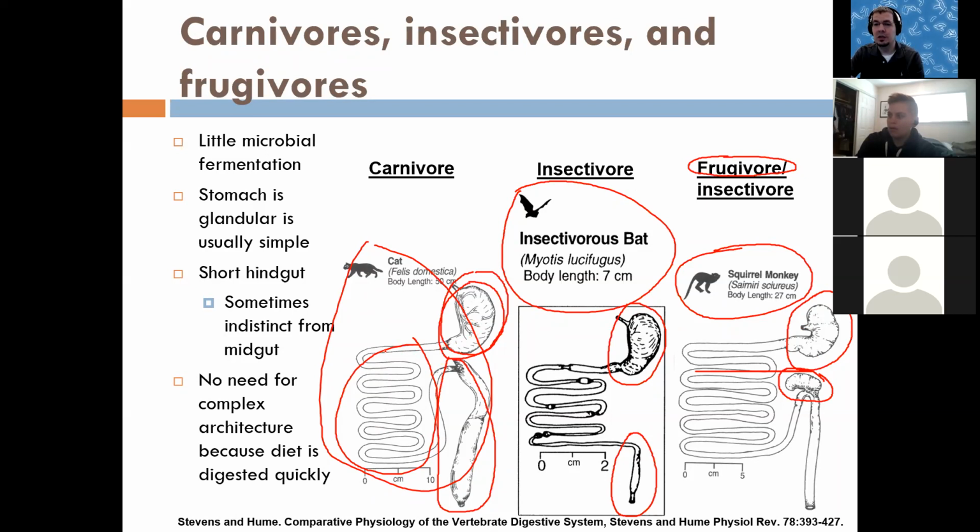And they would lose the amino acids and some energy in that protein. So it's detrimental if there's microbial fermentation in their tract.